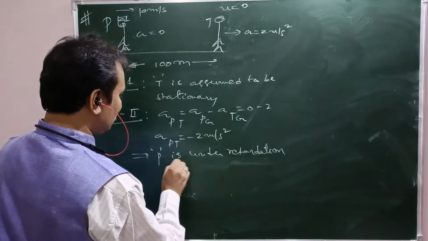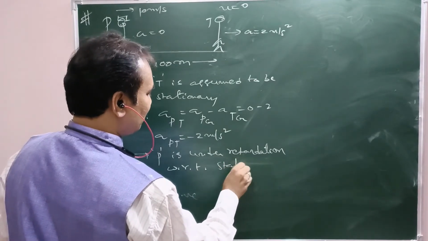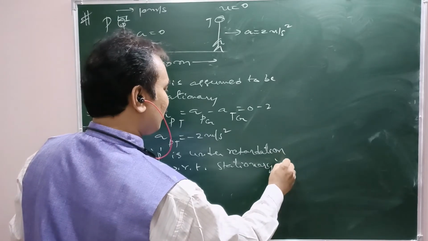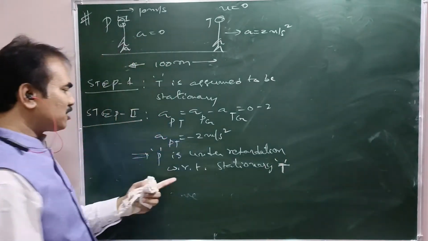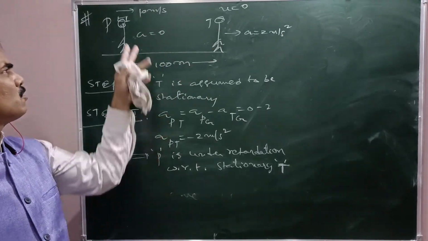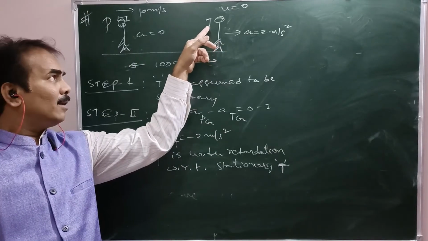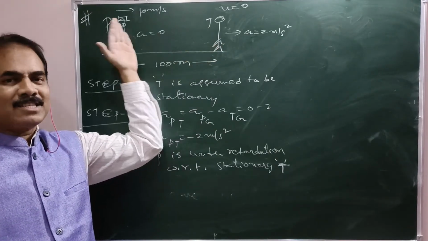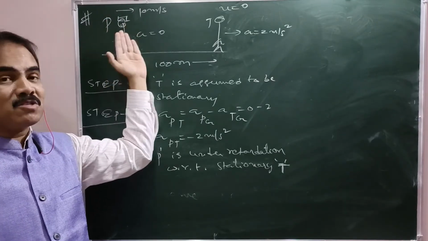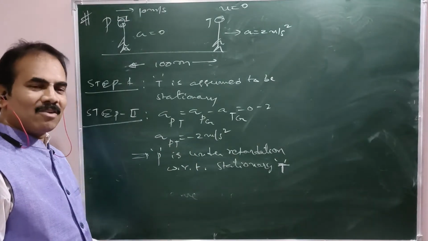Under retardation with respect to the stationary thief. Right? So with respect to the stationary thief, P is under retardation. As P is under retardation with respect to the stationary thief, after some time he comes to rest also. The policeman comes to rest after some time, right? Because his speed is decreasing at a constant rate.